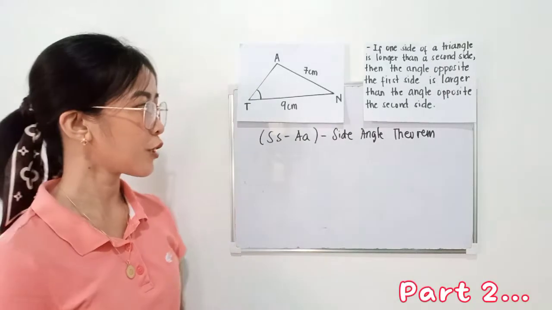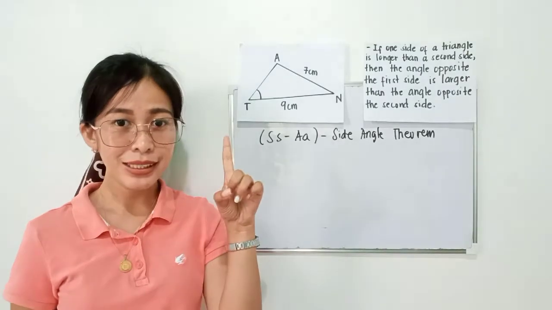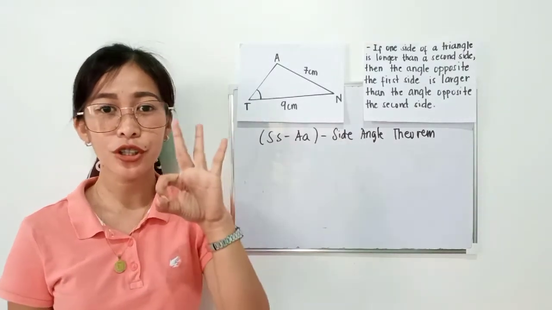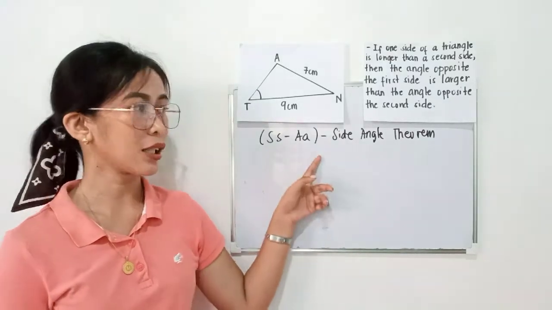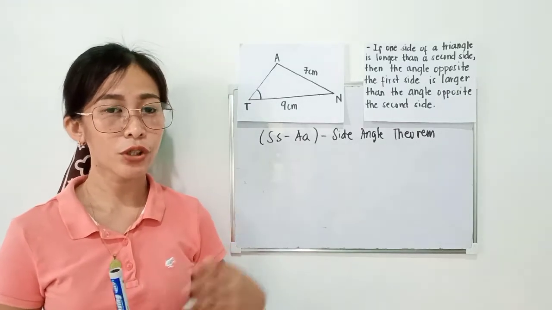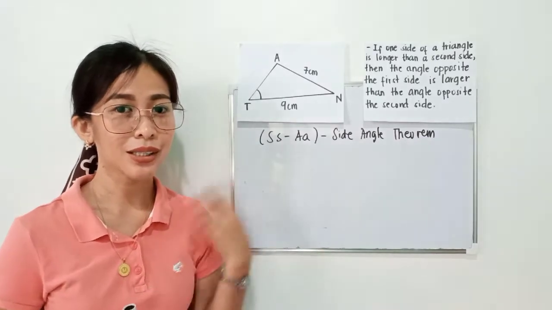Okay, now we are going to discuss the triangle inequality theorem 1, which is the side angle theorem. So, there are three of these, and later I will discuss the other two. First is the side angle theorem. When we say side angle, we are going to base on its side, to know which is the largest angle.